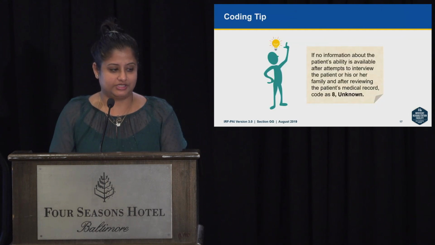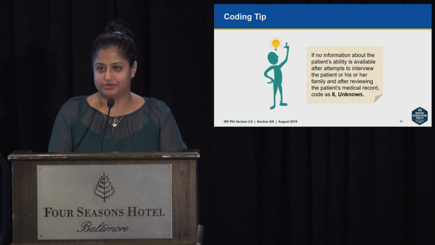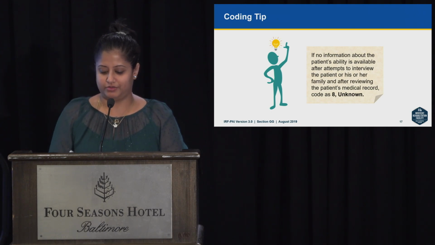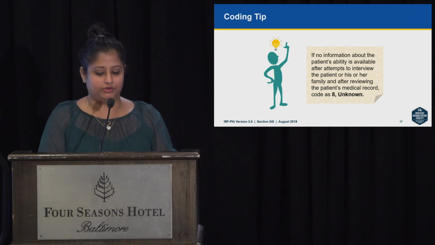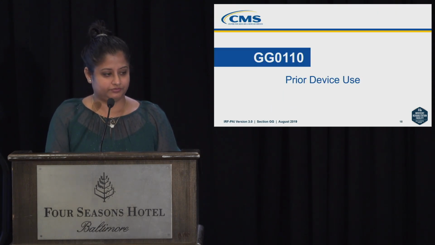And again, as I just said, if you don't have information about the patient's ability, even after attempts to interview the patient and his or her family, and after reviewing the medical record, you have that 8, unknown option. Okay, we're going to move on to prior device use now.